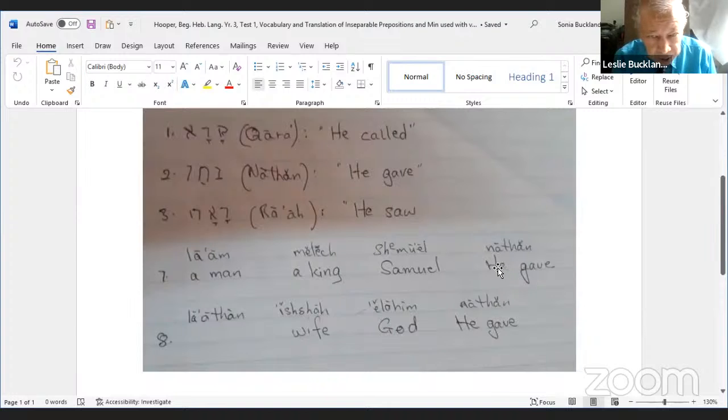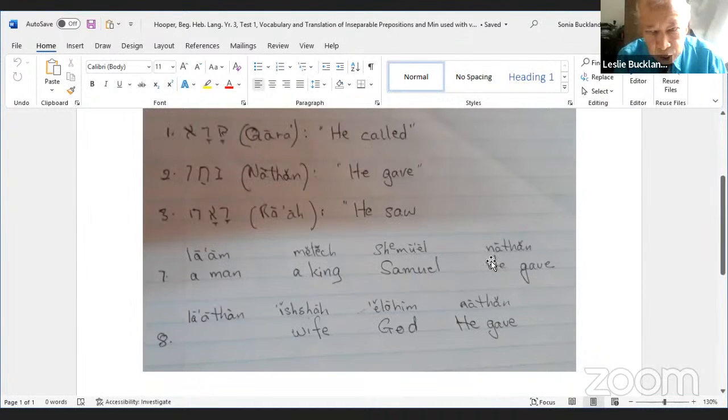Okay, now here is the translation, but let me start with the Hebrew. The Hebrew is here written in English letters. So you have Nathan, Shemuel, Melech, La'am. I'm reading from the right hand to the left hand. That's how the Hebrew language is read, not like the English or the French or the Spanish and many other languages, from the left-hand side to the right. So I start over here.